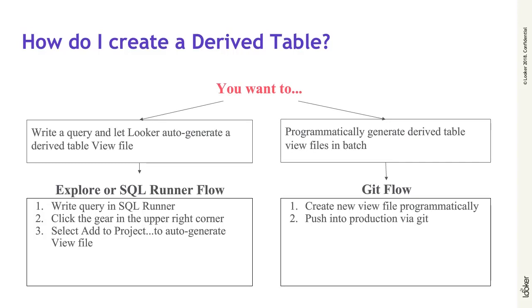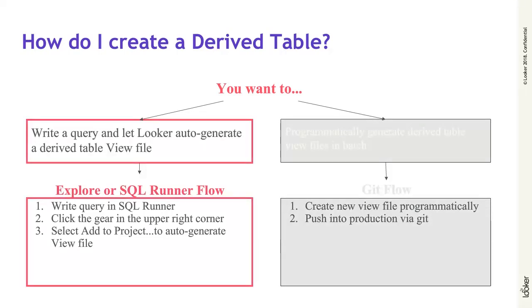The reason that I wouldn't recommend this more programmatic and code-based way of producing derived tables is that there's no check to actually make sure that the SQL that you're defining in the view files that you're producing programmatically actually works, right? And if it doesn't work, then your derived table doesn't work. So our recommendation is that you always want to use either an Explore or the SQL Runner to produce your derived tables.